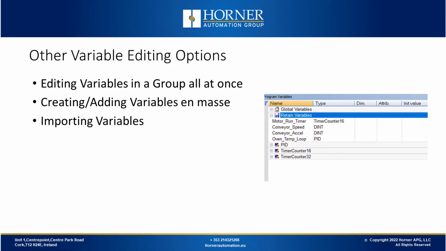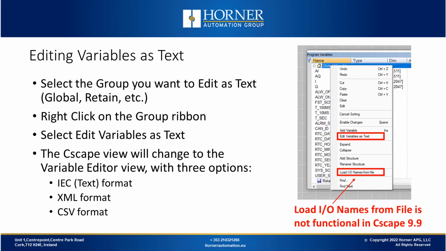Next, let's talk about different techniques for editing variables all at once as opposed to one at a time, as well as techniques for importing and creating multiple variables at once. To do all that, we'll use a feature called editing variables as text. So how do we do that? Well, we highlight the group that we want to work on, whether it's the global variables, retained variables, etc. Then right click, and from that menu we'll select edit variables as text.